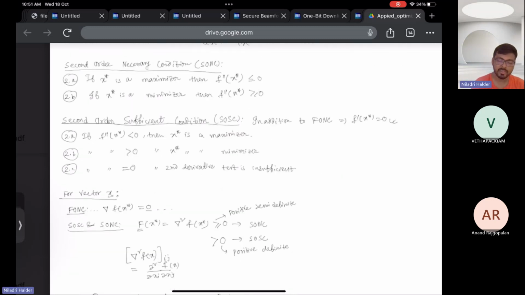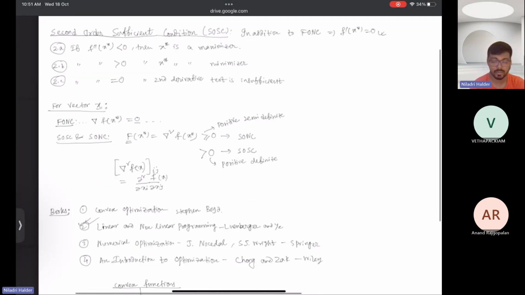Then for the second order sufficient conditions, we need to check the double derivative, that means whether f double dash x star is positive or not. If f double dash x star is less than 0, then x star is a maximizer. If it is greater than 0, then x star is a minimizer. So these are the sufficient conditions.